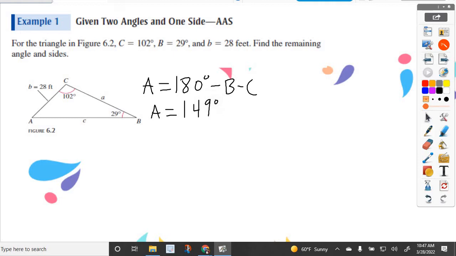149 degrees? Yes? No? C equals 102. You might check yourself on the calculator. We are going to need our calculator when we start getting into the law of sines, law of cosines, because that's going to give you not nice decimals. So 180 minus 102 minus 29. Or minus 29 minus 102. Doesn't matter the order. You're subtracting both of them.